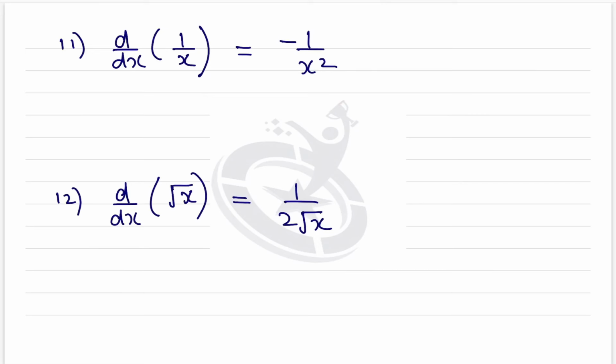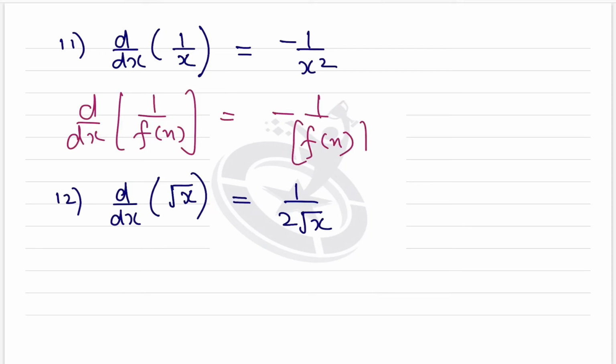Clear? The next formula is 1 by x. The derivative of 1 by x was minus 1 by x square. So here the composite rule will be for 1 by f of x. The formula will be minus 1 by f of x the whole square into the derivative of f of x.